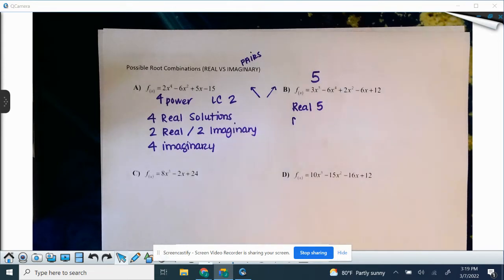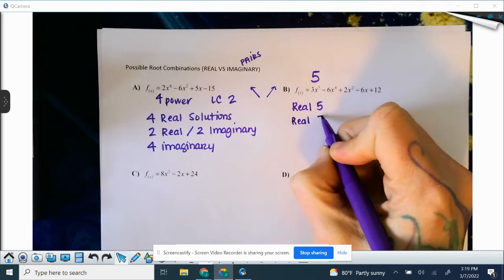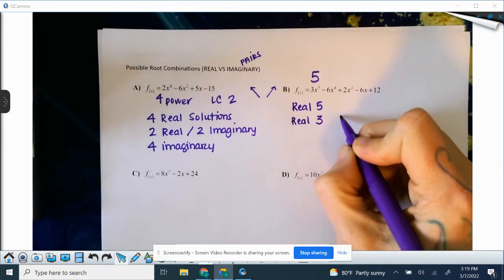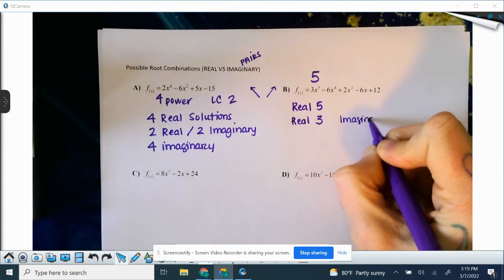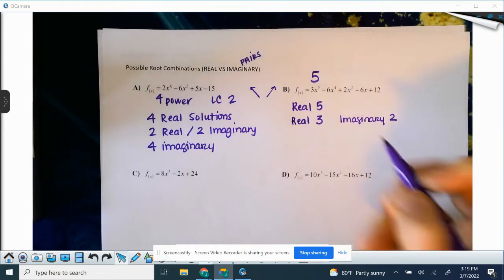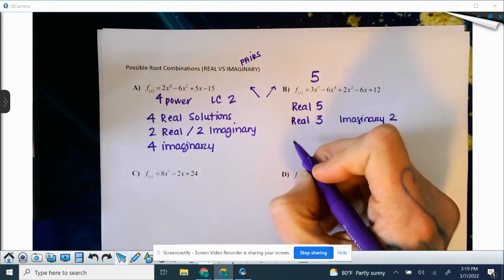So if I go down and say, okay, I'm at 5, and then I'm at 4, 4 is no good. If I do 3 real, how many does that leave me left over? 2, right? So 2 imaginary, and that gives me the 5 total because it's the 5th degree. And then if I went down to 2 real, will that work?